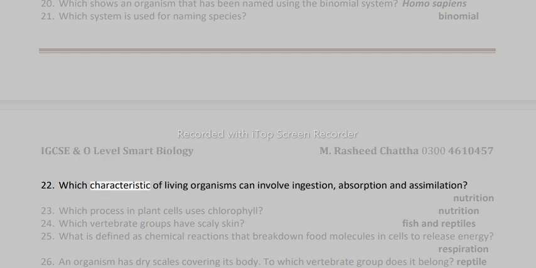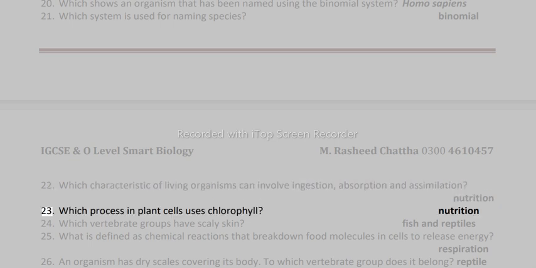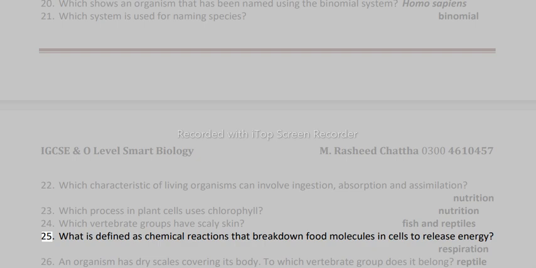22. Which characteristic of living organisms can involve ingestion, absorption, and assimilation? Nutrition. 23. Which process in plant cells uses chlorophyll? Nutrition. 24. Which vertebrate groups have scaly skin? Fish and reptiles. 25. What is defined as chemical reactions that break down food molecules in cells to release energy?